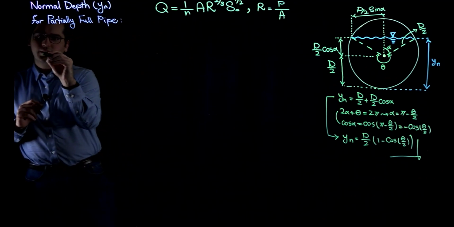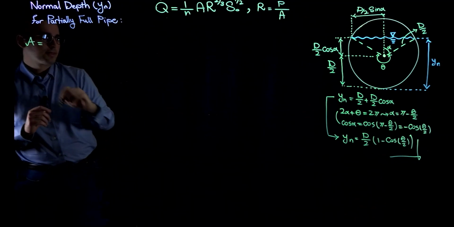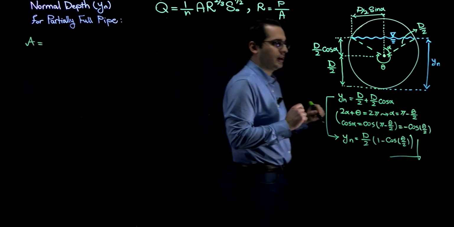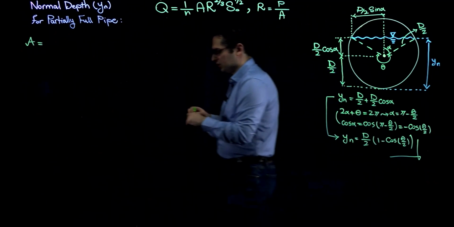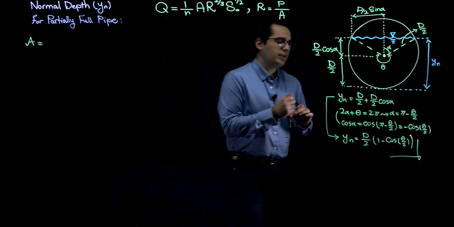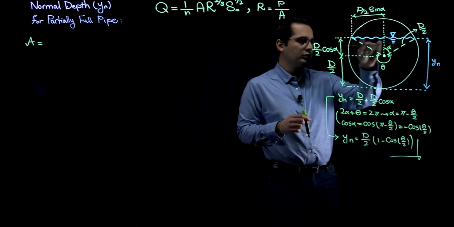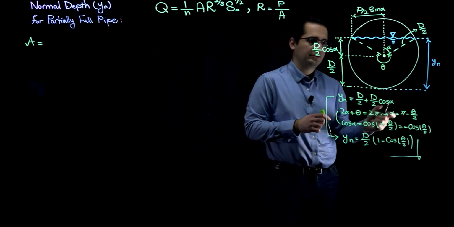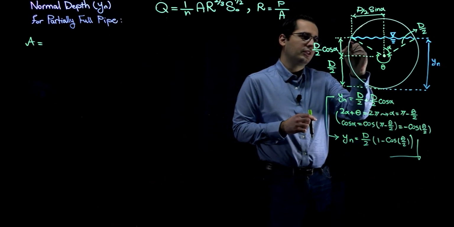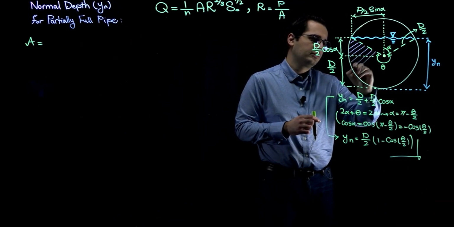So the first thing that I want to do is to find the value of cross-sectional area of the flow. Let me actually change the marker to be able to show you. If I want to figure out the cross-sectional area of this flow, I'm going to divide it into some familiar geometric shapes. So I'm going to divide it into this area, which is the area of the major sector of the circle.